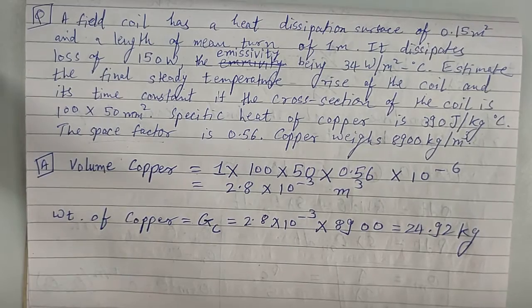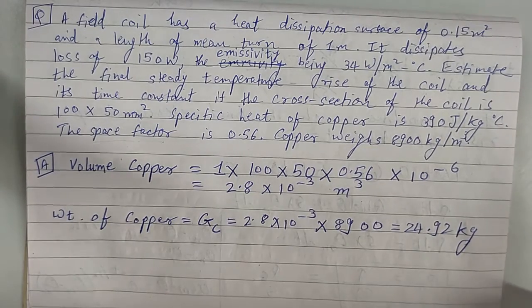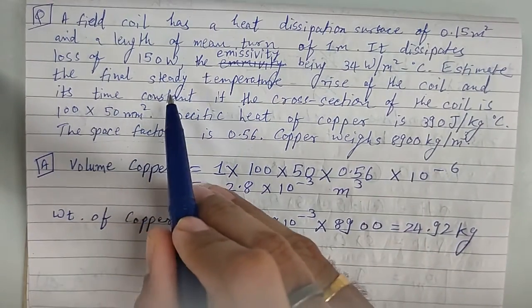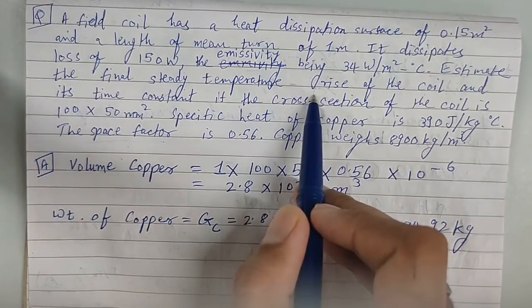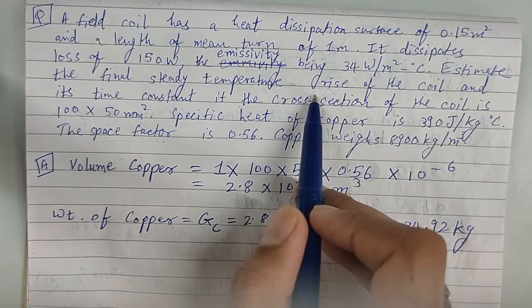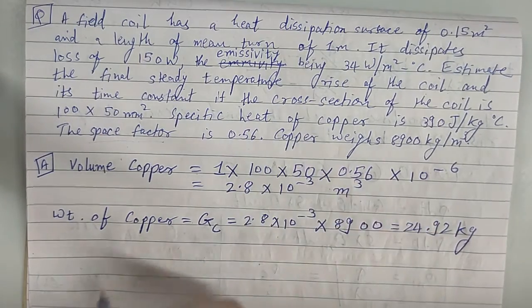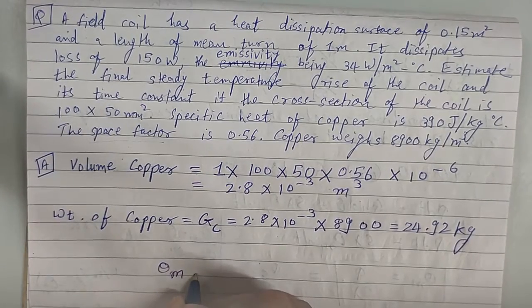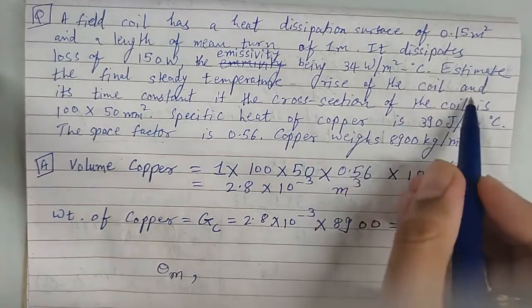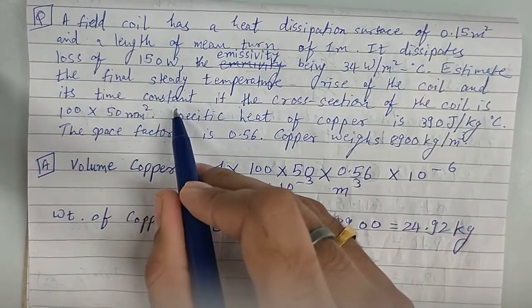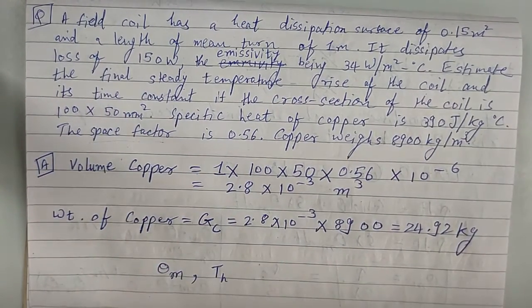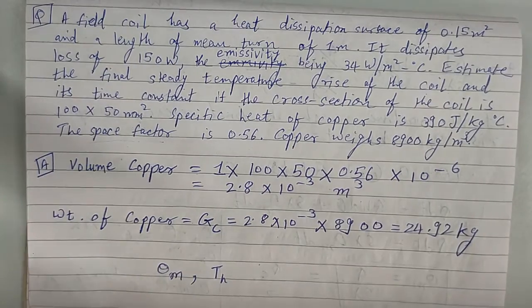Now let us see what we need to find out. If you look at the question again, it says estimate the final steady temperature rise, so that is theta m, and its time constant, which is TH. These are the two terms that we need to find out.